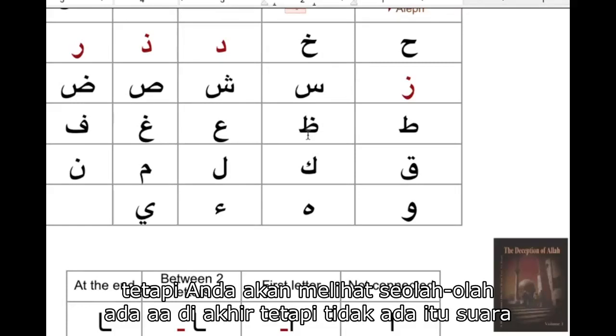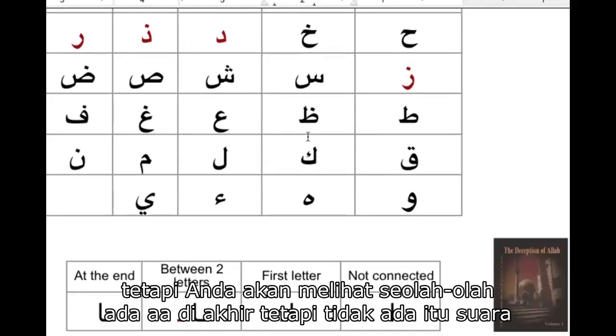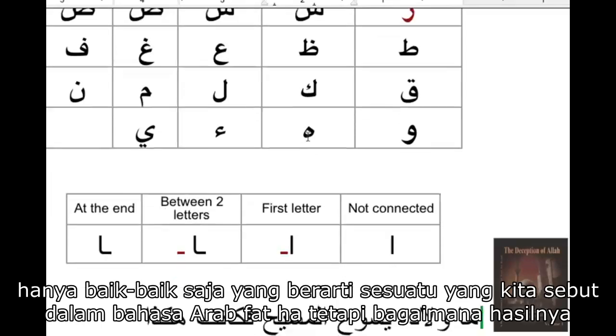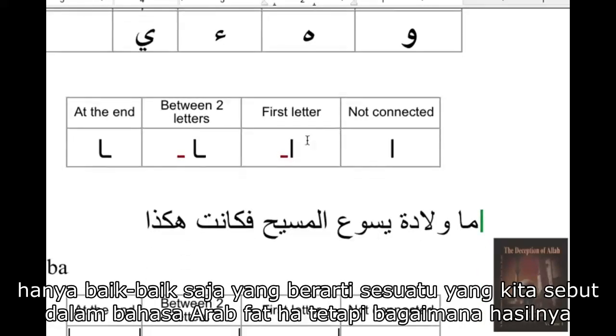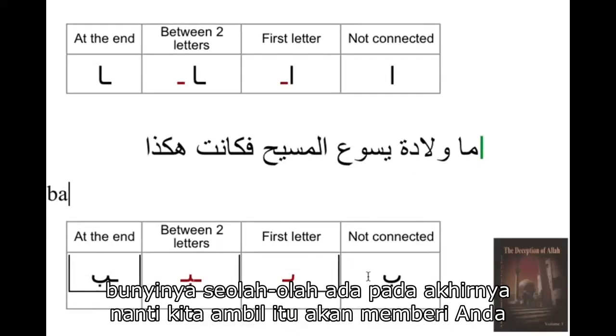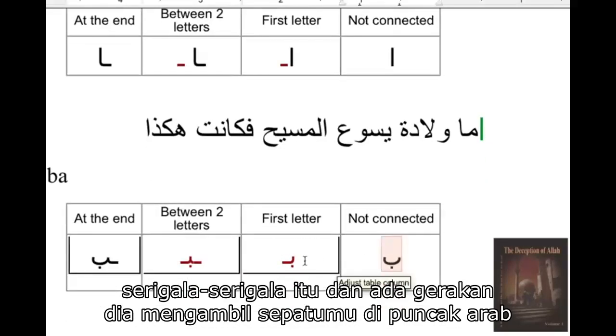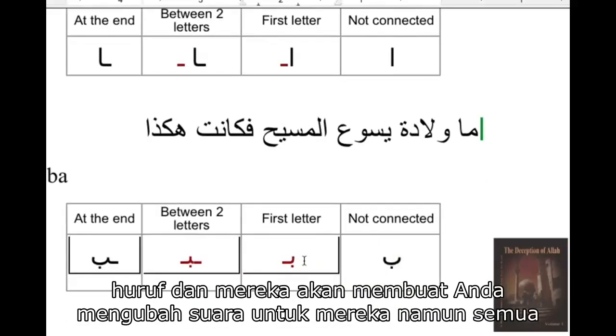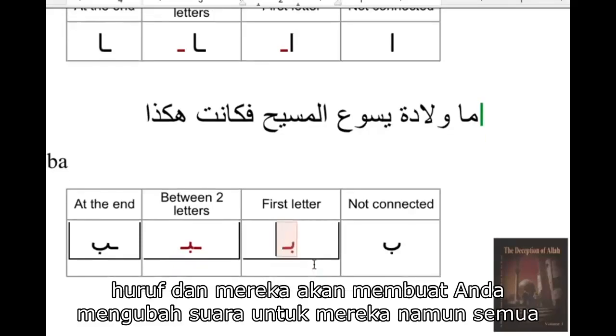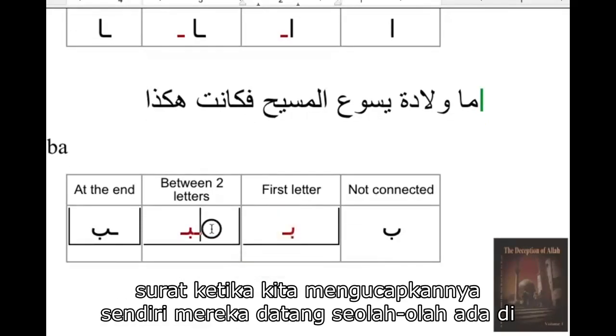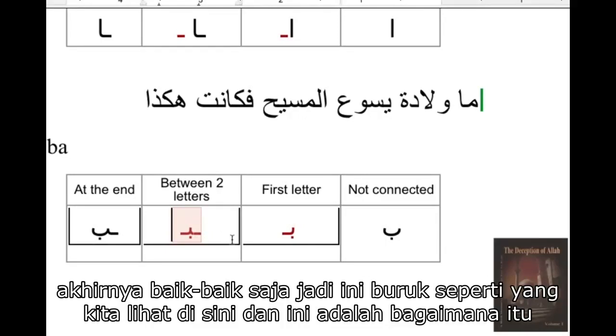Ba, you will notice as if there is an a at the end, but there is not, it's a sound only. This is something we call in Arabic fatha. Fatha will make the sound as if there is an a at the end. Later we'll give you those vowels, the movements you put on top of the Arabic letters, and they will change the sound. However, all the letters, when we pronounce them by themselves, come as if there is an a at the end. So this is ba, as we see here.